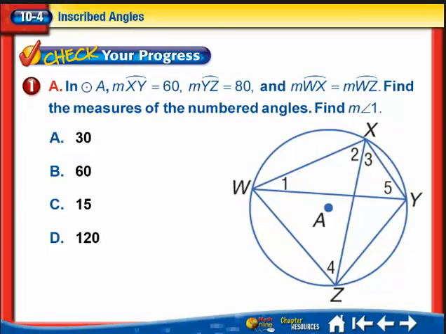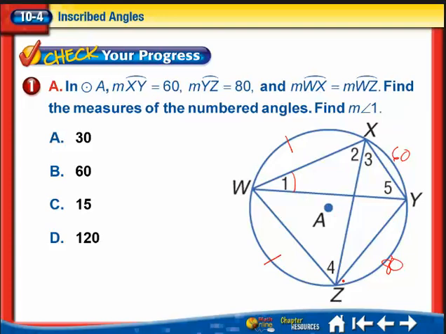Okay, here's another one. Again, I'm going to fill in what I know. X, Y over here is 60. Y, Z is 80. WX is equal to WZ. So I'm going to put congruency marks there. Find the measure of angle 1.